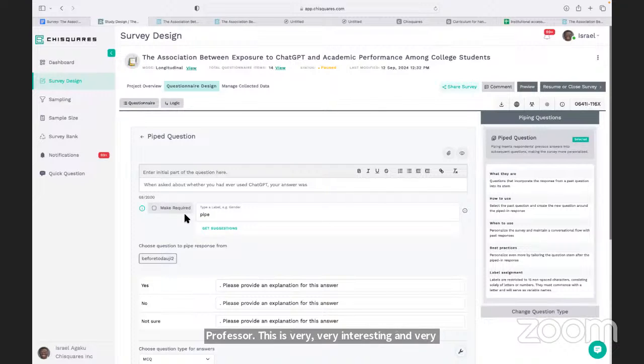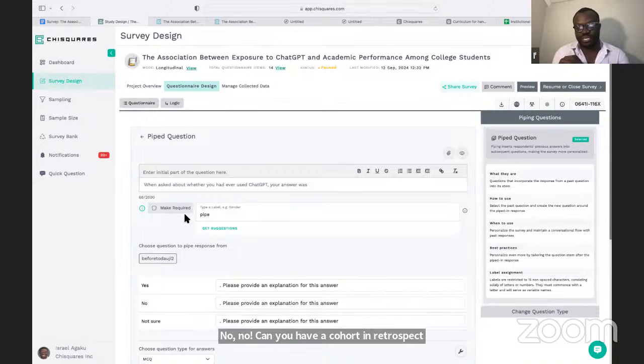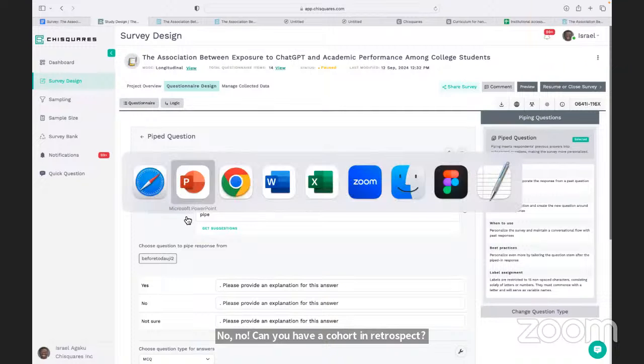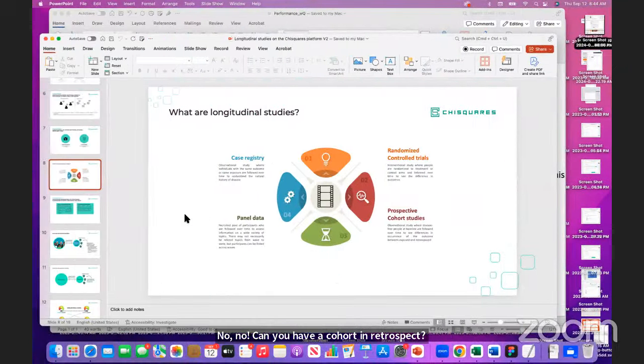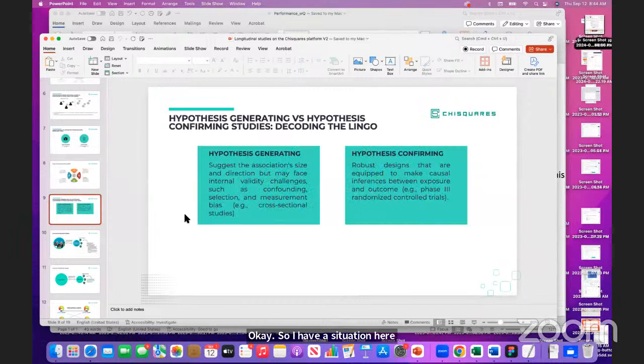Now, can you have a cohort study in retrospect? Yes, you can have a retrospective cohort, yes. Okay, so I have a situation here. Looking at poultry factory workers in 1980, and I want to see how many of them developed cancers by the year 2000. That's like 20 years, right?